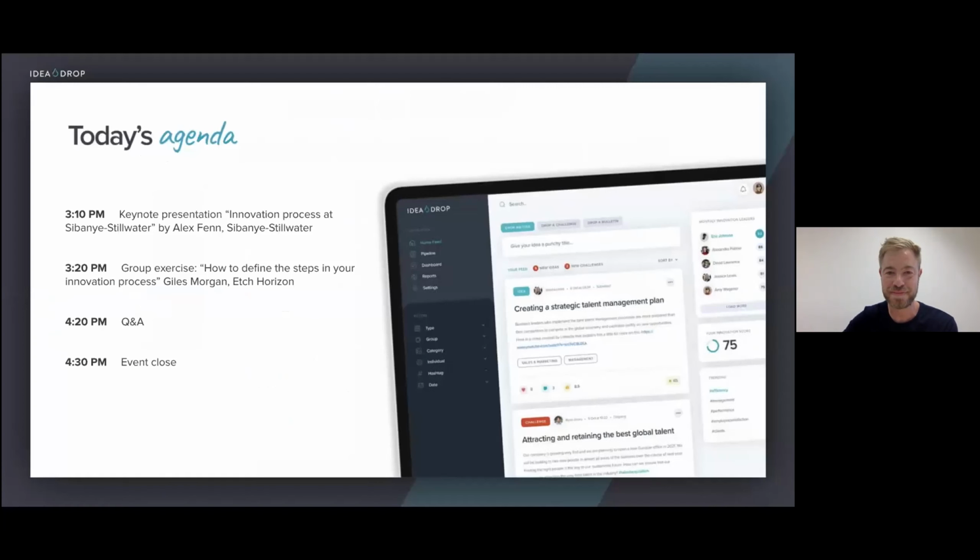What we're going to do today: we have very kindly Alex Fenn from Sibanye-Stillwater talking about the innovation process they're undergoing, a real-life application of how this can be deployed and the processes they're using. We've also got Giles Morgan from Etch Horizon, who's going to take us through a really interesting workshop, talking about how it works, how it's done, and then moving into the practical application of it and how they support that with their services.